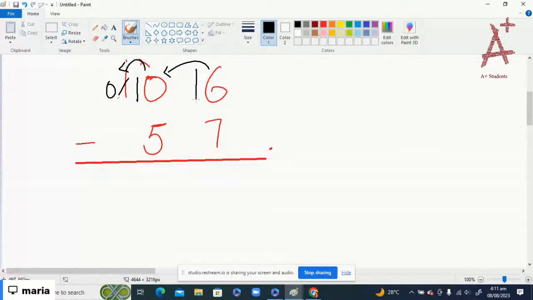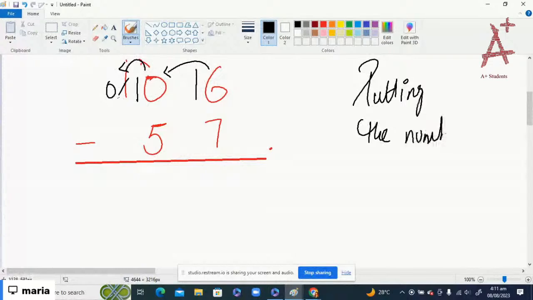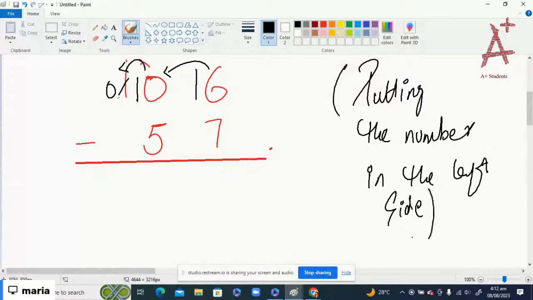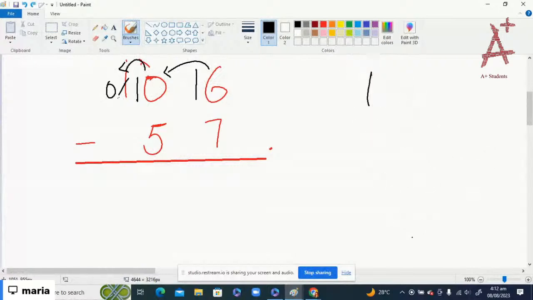We are not adding. We are just putting the number on the left side, not on the right side. Putting the number on the left side. Got it? We are not adding. So this becomes 16. 16 minus 7. Just subtract 7 out of 16.